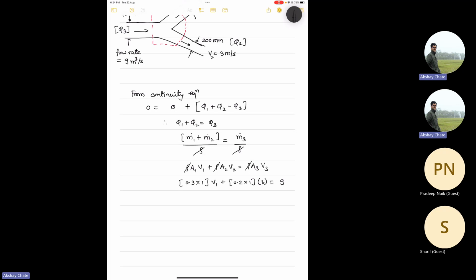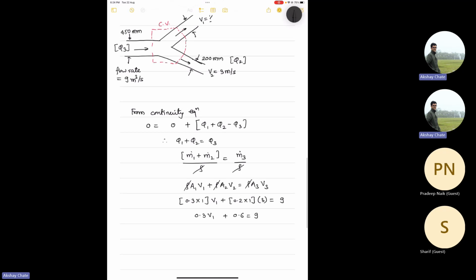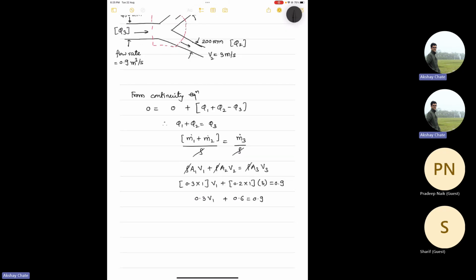Now there is one equation, one unknown, so we can solve this. This will become 0.6 plus 0.3 into V1 equal to 9. Oh, excuse me, this 9 meter cube per second is actually 0.9 meter cube per second. I made a mistake while writing down the value, but that doesn't change the logic of the question. So only this number becomes 0.9, and you can see this gives you V1 equal to 1 meter per second. So this is the simple application of the continuity equation to the control volume.